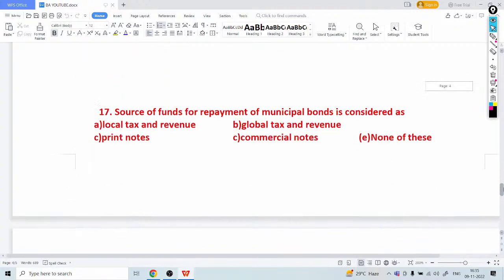Next, the source of funds for payment of a municipality bond is considered as local tax or revenues. That is considered as local tax and revenues.